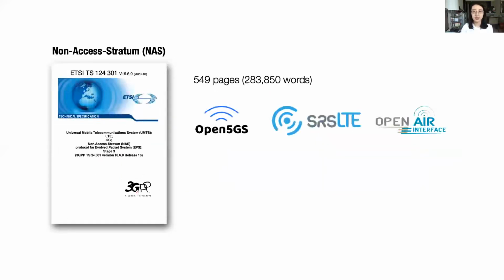Running our system on the 5G protocol, which includes more than 500 pages and 220,000 words, we found 7 vulnerabilities in the Open5GS simulator and 10 vulnerabilities in srsLTE and OpenAirInterface, respectively. All of them are new vulnerabilities.